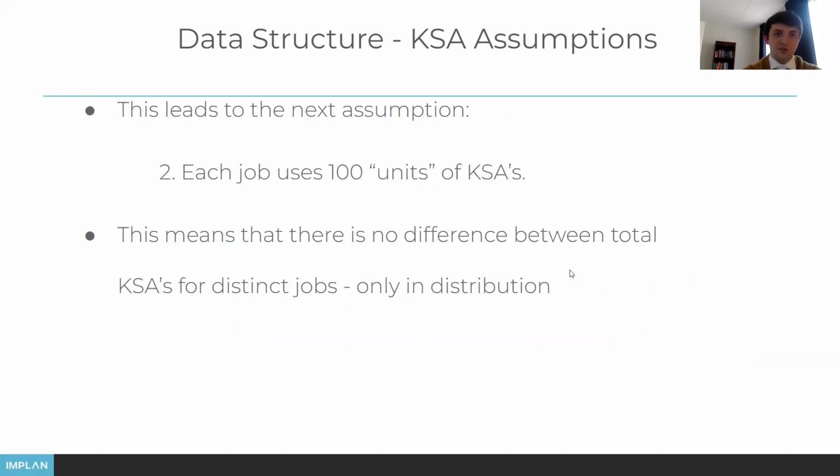As you might have guessed, this leads into that second assumption that I mentioned earlier, that each job uses 100 units of KSAs. That really means that there is no difference between total KSAs for distinct jobs, only a difference in the distribution. So for example, if someone were to switch jobs in your regional geography, they don't get to bring their 100 points of knowledge, skills, and abilities from job A and add them to a 100-point job B and have 200 points. They now simply have a different set of KSAs.